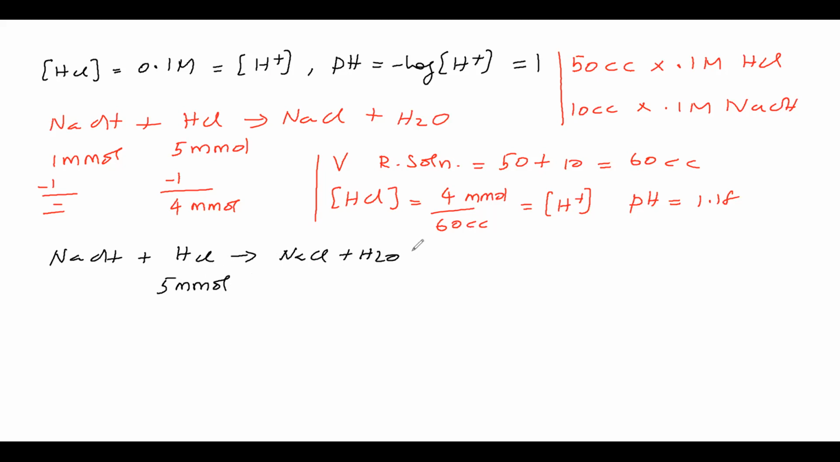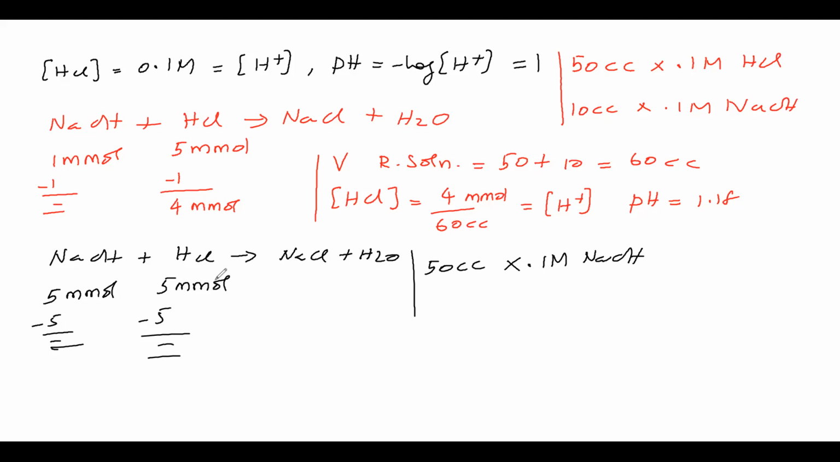Sodium hydroxide: we added 50 cc of 0.1 molar sodium hydroxide up to now. So 5 millimoles of sodium hydroxide added. Both are in equal amounts, and both react 5 millimoles. Therefore, the remaining sodium hydroxide is 0, and the remaining HCl is 0. Both are consumed completely. Nothing is remaining in the resultant solution.